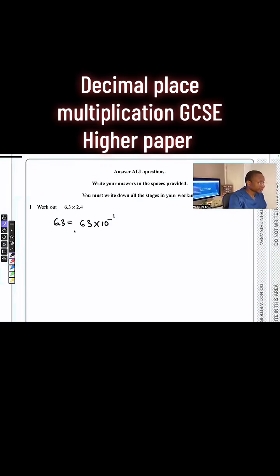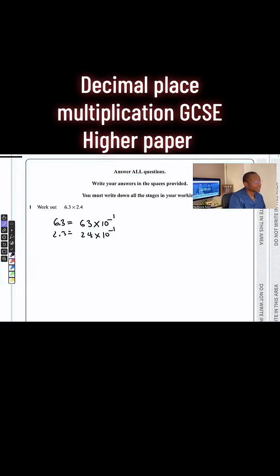And 2.4, change that to 24 times 10 to the minus 1. So once we've done that, it is much easier to work out.